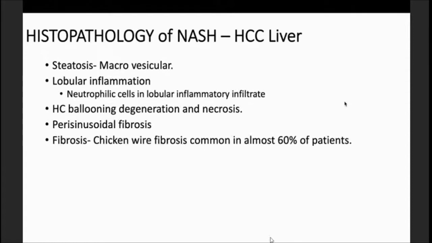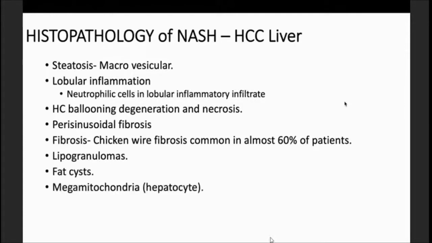Perisinusoidal fibrosis. Fibrosis is very specific over here. It's observed as a pattern called chicken wire fibrosis, resembling the wire in a chicken coop itself. This kind of fibrosis is observed in almost 60% of the patients, followed by lipogranulomas, which are a localized collection of inflammatory cells associated with fat droplets.